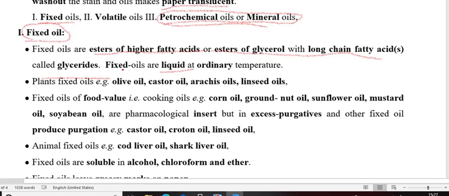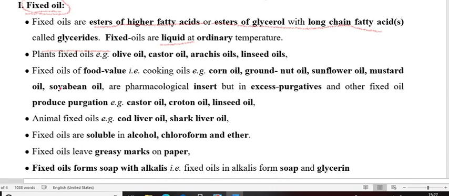Fixed oils are isolated from plants, and we also use them for cooking purposes. Plant fixed oils are olive oil, castor oil, rapeseed oil, linseed oil, mustard oil, and corn oil.